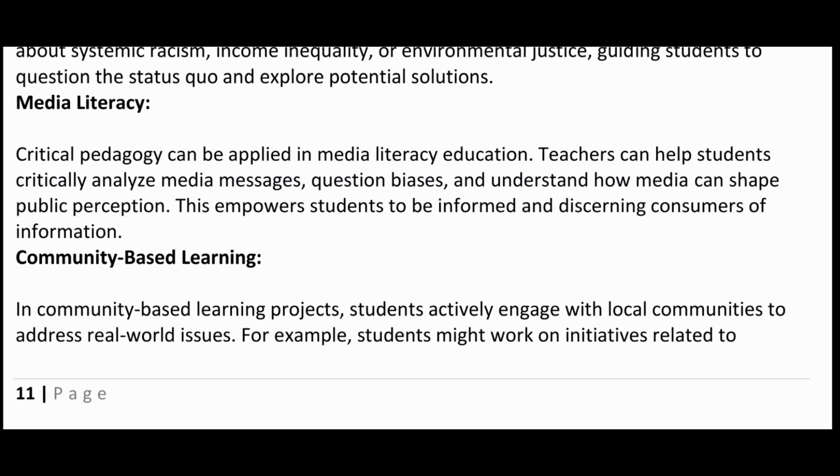Now, you see, media literacy means critical pedagogy. Critical pedagogy can be applied where? In media literacy education. Here, what the teachers can do is help the students in critically analyzing the media messages, questioning biases, and understanding how media is shaping the perception of the common population or the people. And it will empower the students as well.